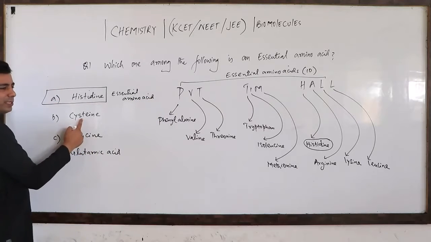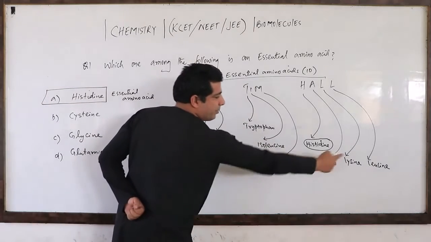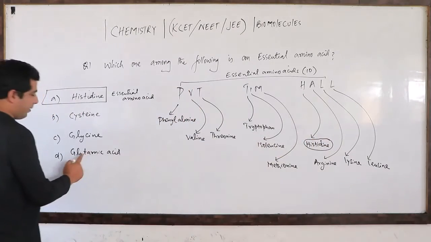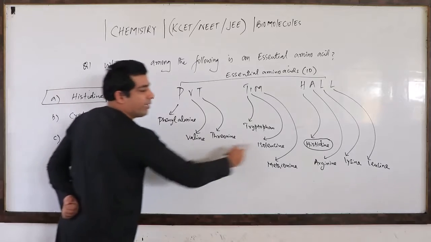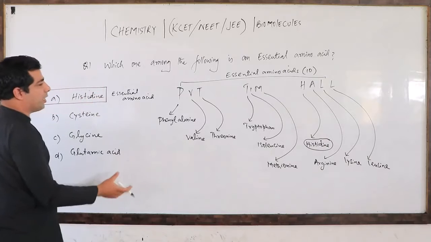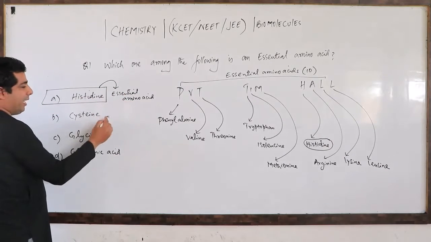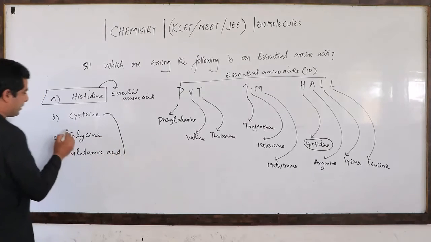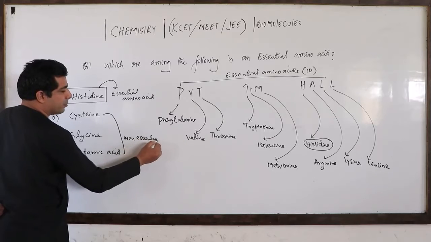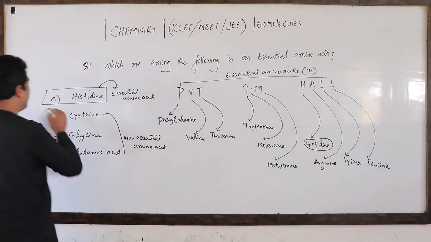Now if you talk about cysteine, cysteine is not here. You can cross-check. Cysteine is nowhere. Glycine is nowhere. And even glutamic acid is nowhere. You should cross-check all the amino acids. And once I cross-checked, I found that only histidine is an essential amino acid, and the rest of the three are non-essential amino acids. So I am done with the question.